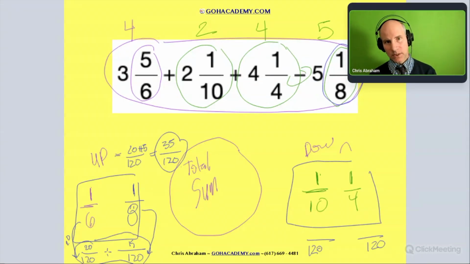Now we go to these ones here. We've got to do these ones here. 10 goes into 120, what? 12 times. 1 times 12 is 12, right? So 1 over 10 is equal to 12 over 120.